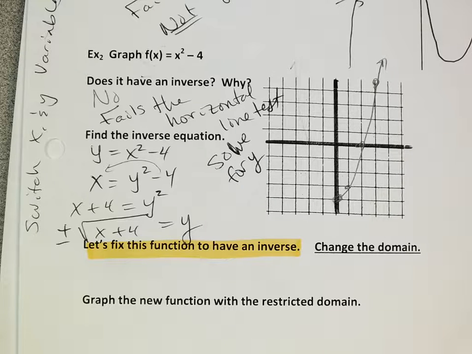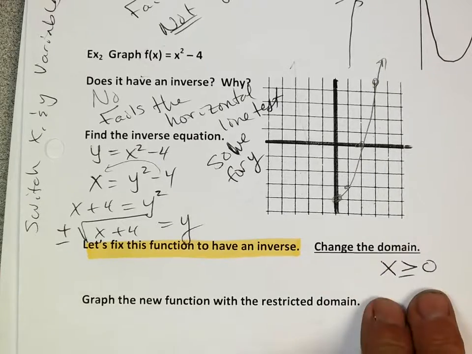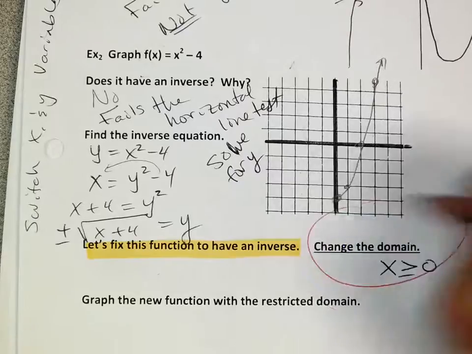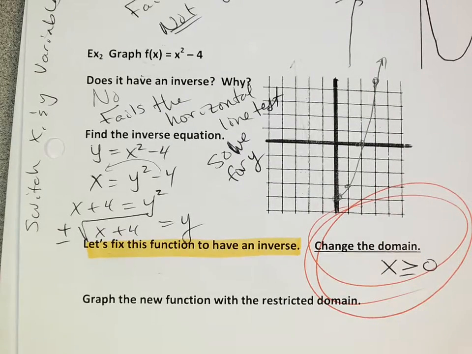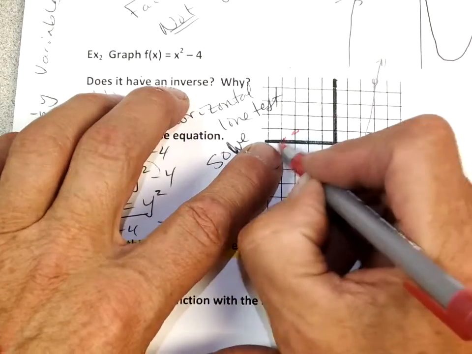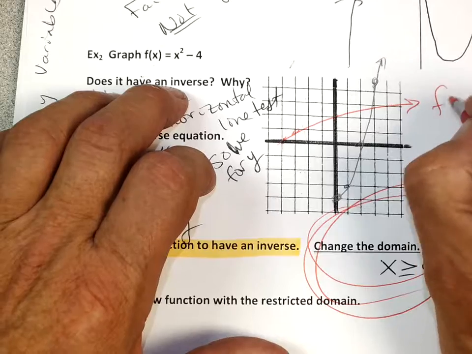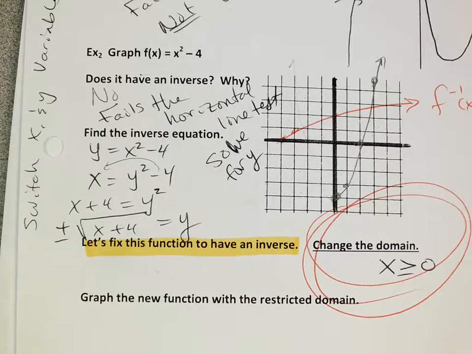So it says change the domain. Now the domain has to do with x's, right? So I changed the domain. Let's name the domain now as x is greater than or equal to 0. If I change my domain, then all I do is graph the front half of the graph. And now all of a sudden, it has an inverse. Its inverse is here. That's f inverse of x. And it has an inverse, doesn't it? But I had to change it. I had to get rid of part of it for it to work.